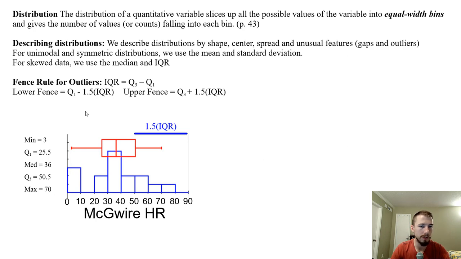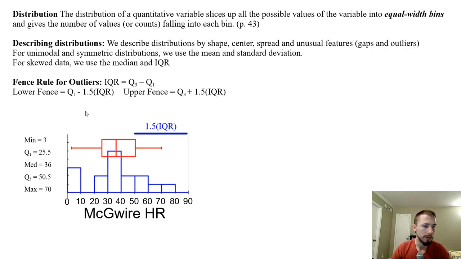All right, describing distributions. We describe a distribution by shape, center, spread, and unusual features, which are gaps and outliers. That should all sound familiar to you. For unimodal and symmetric distributions, we can use the mean and standard deviation, which is nice because then we can use a bell curve for it. For skewed data, we use the median and IQR, and for bimodal data or anything else, we'll also use the median and IQR, if it's even appropriate.